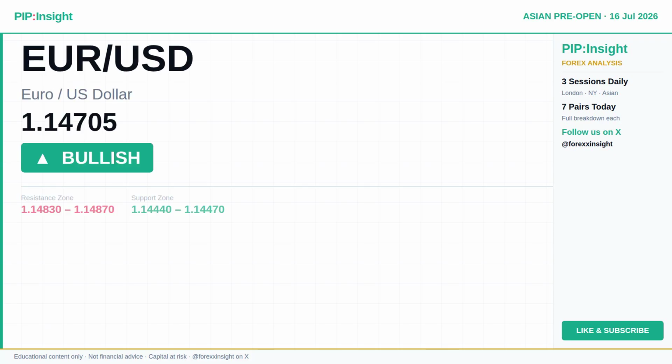Euro dollar. The chart is showing bullish structure on this session. The 4-hour trend is to the upside and the 1-hour is also pointing higher. Resistance is marked between 1.1483 and 1.1487. Support is marked between 1.1444 and 1.1447. Here is the full chart breakdown.